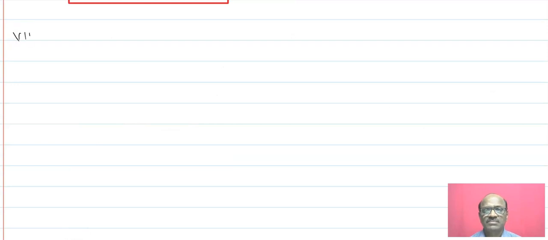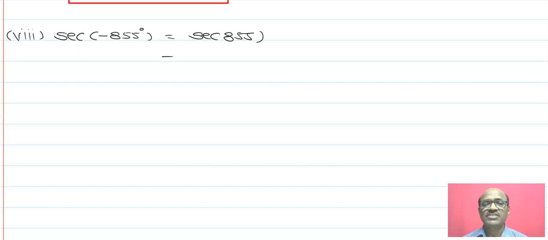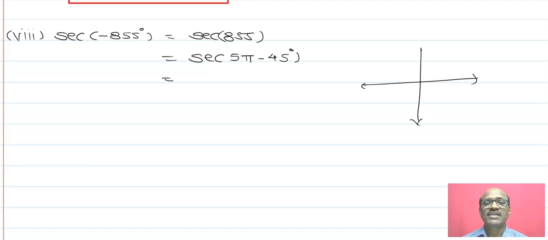Now the next value, the eighth one, sec of minus 855. And again it absorbs the negative sign first of all, because it is a reciprocal of the cos. Now we will split up 855, and it is written as 5 pi minus 45. 5 pi means what? 900. 900 minus 45.